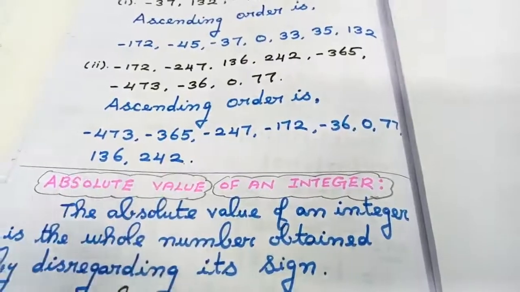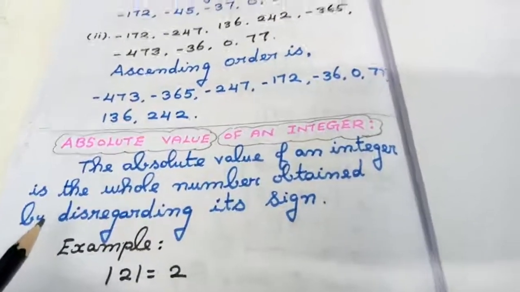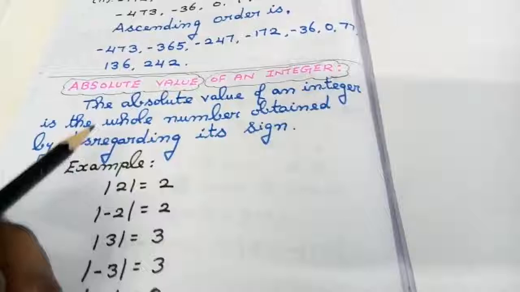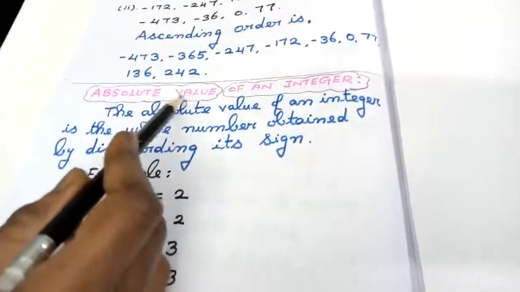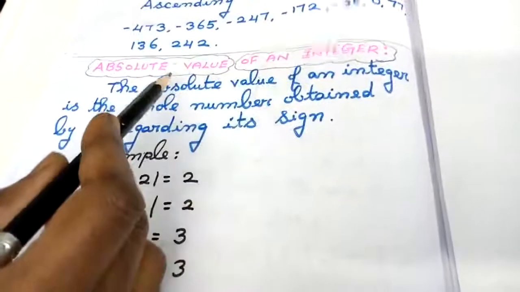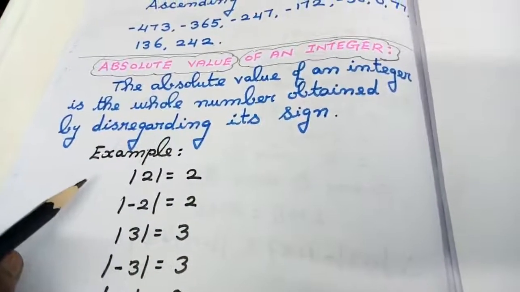Coming to the new concept you are going to see in this chapter is absolute value of an integer. So what is the meaning of absolute value of an integer? Before that, we are going to see the example sum.